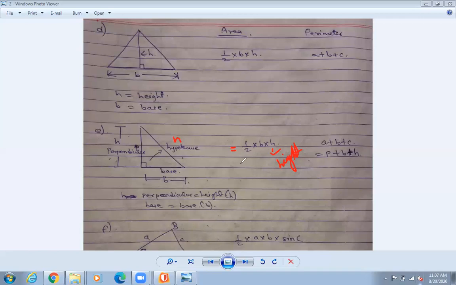If you are getting confused, what you can write down is half into b into p. Half into base into perpendicular also you can write down. We call perpendicular the height. So half into b into p, base into height. Which are the two arms of the 90 degree? This is the base arm, this is the perpendicular. We are just using this and this only.